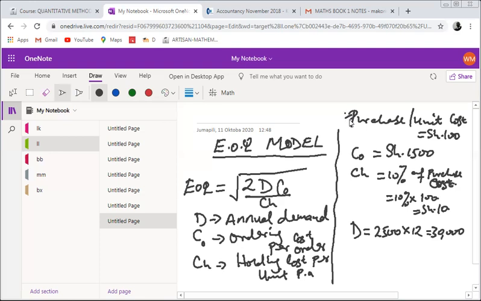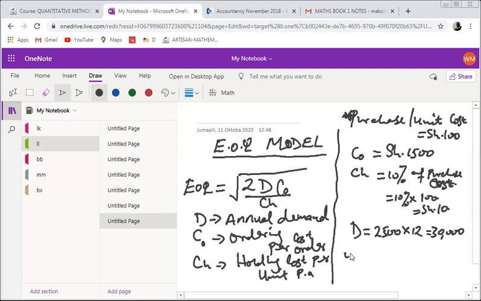Having obtained these, remember that the purchase or unit cost is not used in the EOQ model. We don't apply it anywhere. It is just there so that we can use it to calculate the CH, which we need here.